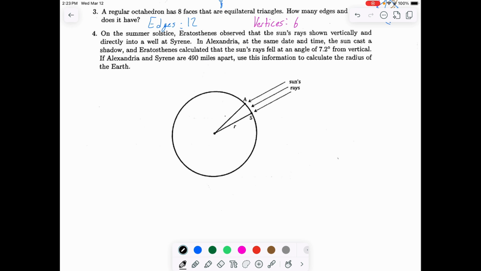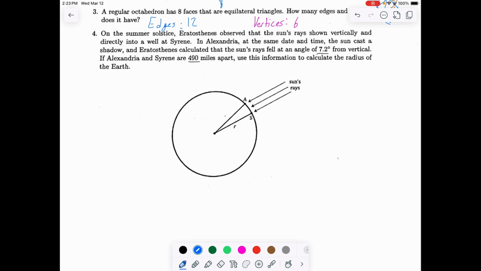On the summer solstice, Eratosthenes observed that the sun rays shone vertically and directly into a well in Cyrene. In Alexandria, at the same date and time, the sun cast a shadow. And Eratosthenes calculated that the sun's rays fell at an angle of 7.2 degrees from vertical. If Alexandria and Cyrene are 490 miles apart, use this information to calculate the radius of the Earth. Wow. We can just use these 2 numbers to calculate the entire radius of the Earth. First, just think about how cool that is. And secondly, let's go through the problem.